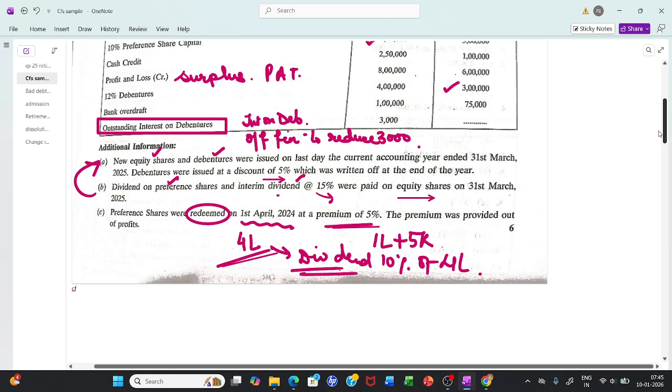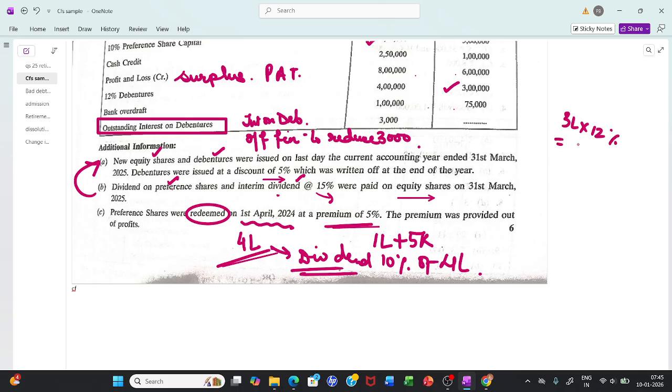Debentures are 3 lakh, they became 4 lakh. What is the key amount here? 3 lakh, because throughout the year I had 3 lakh. Rate is 12%. 3 lakh into 12% is 36,000. Interest is 36,000, but what I have paid is 33,000.